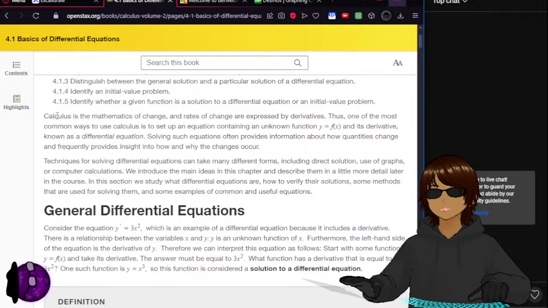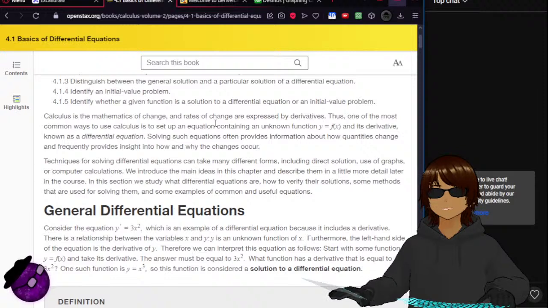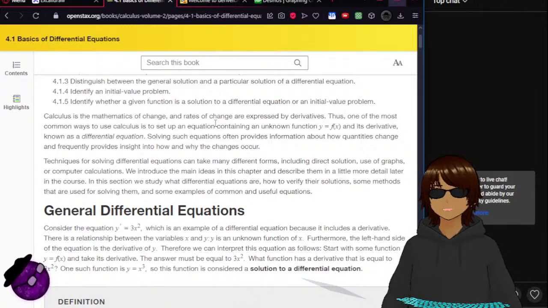Let me read this first. Calculus is the mathematics of change, and the rate of change are expressed by derivatives. Thus, one of the most common ways to use calculus is to set up equations containing an unknown function y is equal to f of x and its derivative, known as a differential equation. Solving such equations also provide information about how quantities change and frequently provides insight into how and why the changes occur.